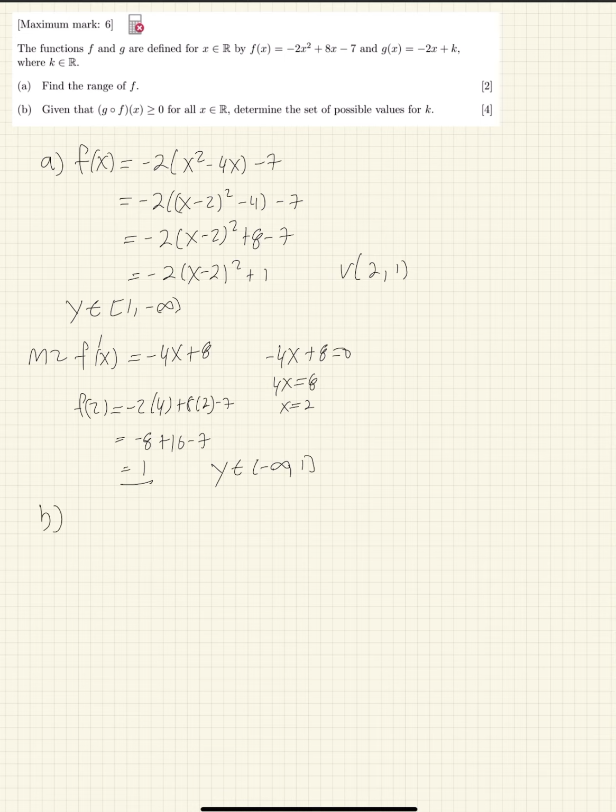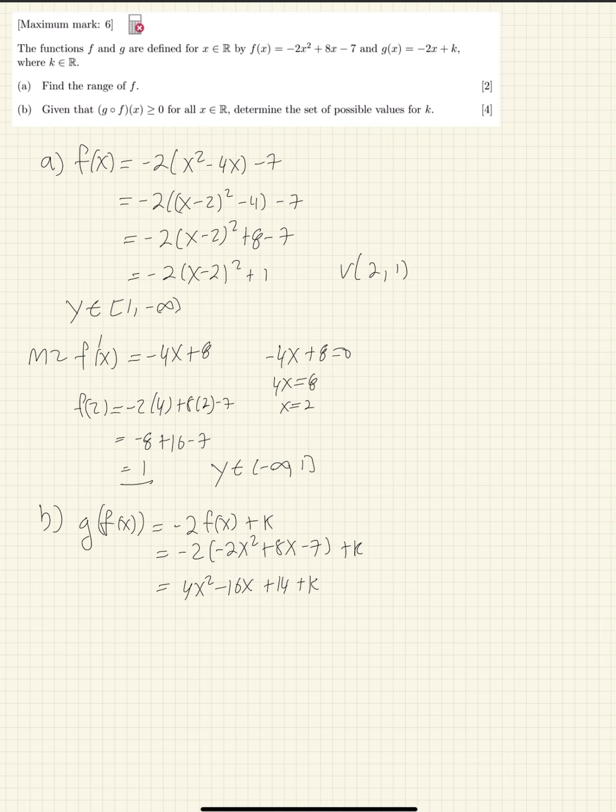Now we're going to move on to B. g of f of x is greater than 0 for all x. Let's just quickly do g of f of x. g of f of x is going to be -2 f of x plus k. That's -2 times (-2x squared plus 8x minus 7) plus k, which is equal to 4x squared minus 16x plus 14 plus k.